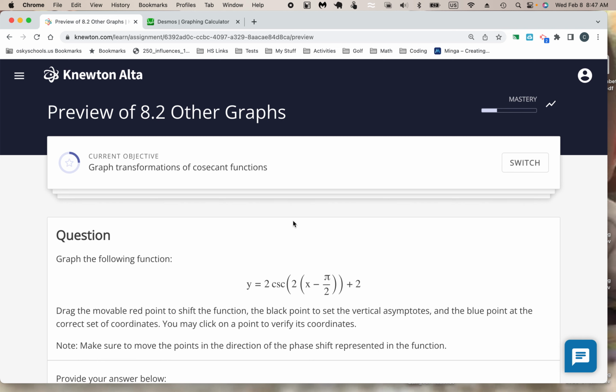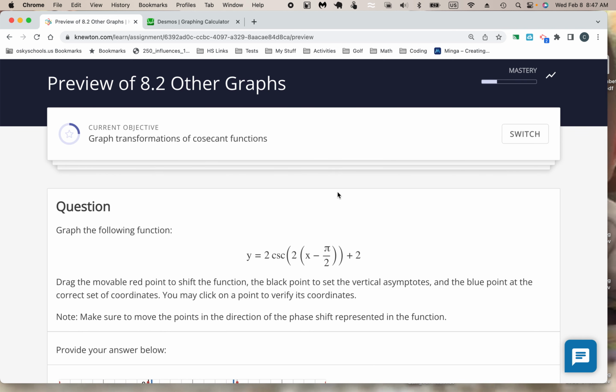I'm not going to have time to do a secant function, but the secant function is going to act just like this cosecant function.